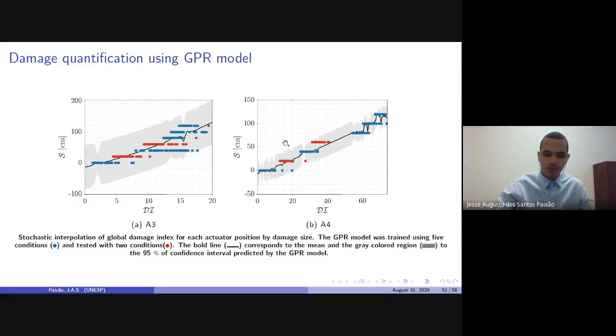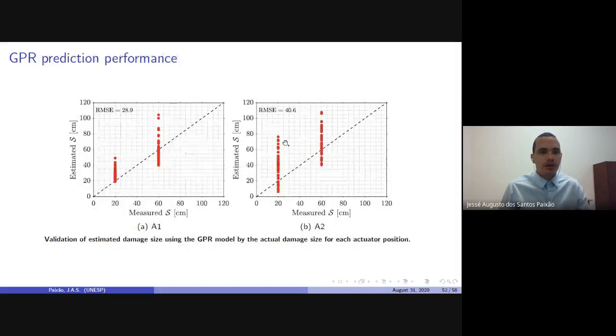each condition. In order to evaluate the GPR prediction performance, again, we present the graph of the measured debonding size versus the debonding size estimated using the GPR model for test conditions. Here it is presented for the actuator at position A1, where you can see that for the estimation of the debonding size, there is a convergence to this diagonal line. It's normal to have some deviations because we have a small population of data, but in this case we have an acceptable level.